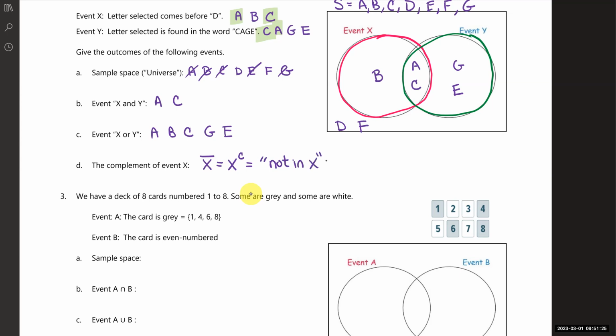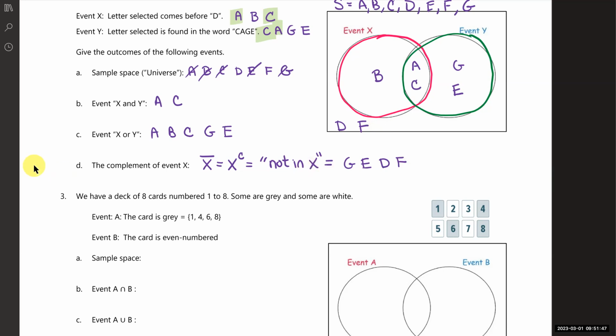So all letters on our tiles that are not part of event X. Event X was ABC, so the complement would be everything not there. So it'd be GE and DF. And it doesn't matter, they don't have to be alphabetical, you just have to list them. So GEDF is everything not in X.